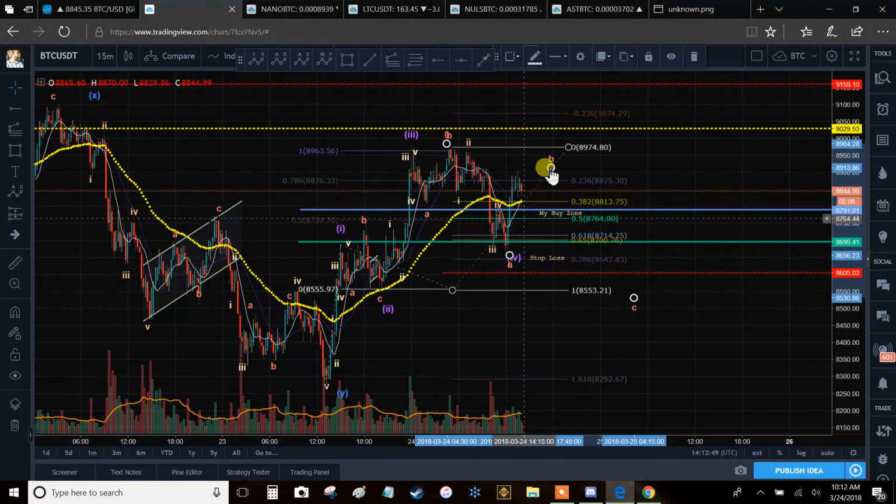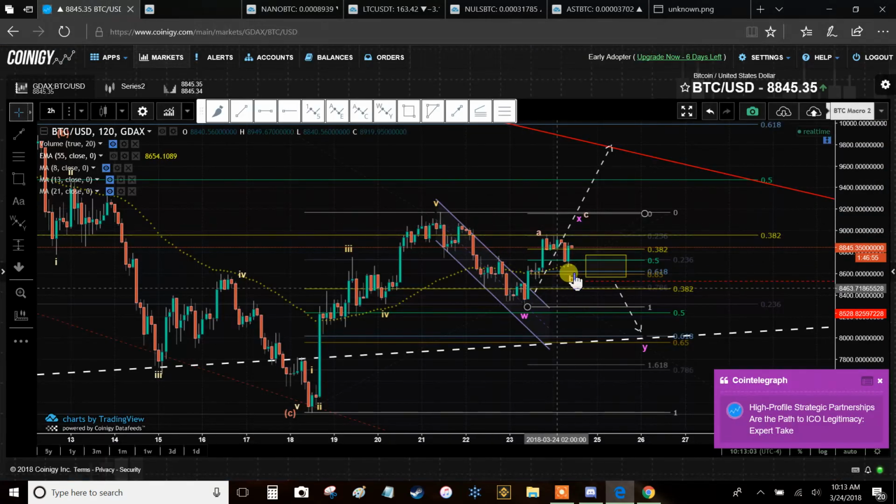So yeah, we can consider another ABC down for this run up. I don't know if that's the case, but if it is, we'll look to re-enter over here and see how that goes. If that bounces up, we can ride it up. If it goes down to here, we buy here. That's what the stop loss is for.